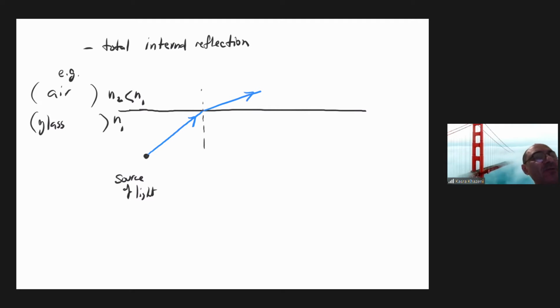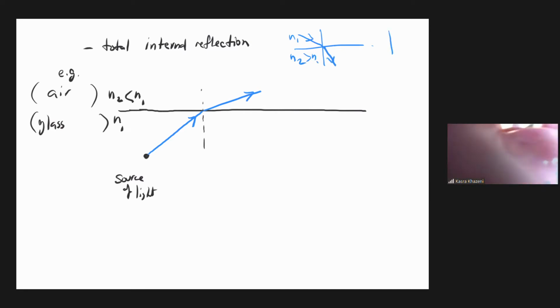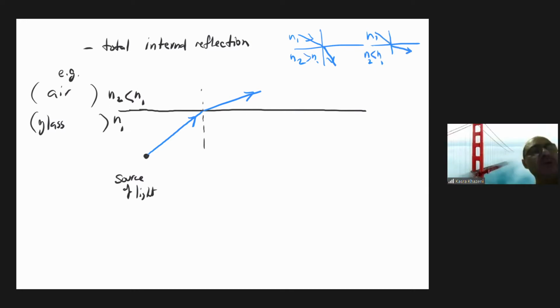It goes away from it. I mean, I wrote. Let me recapture this thing. So coming in, N1 and N2. If N2 is larger than N1, it goes towards the normal. If N2 is less than N1, it goes away from the normal. Okay, we are going into it less dense, so we're going to go away from it.